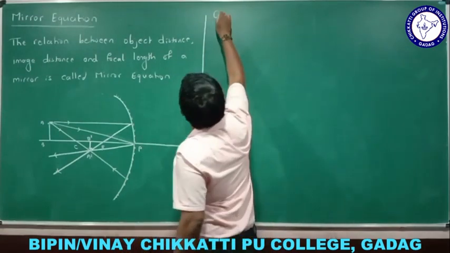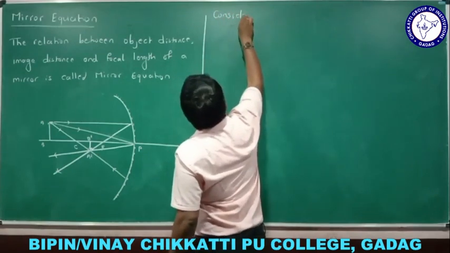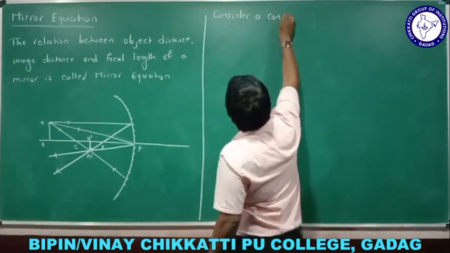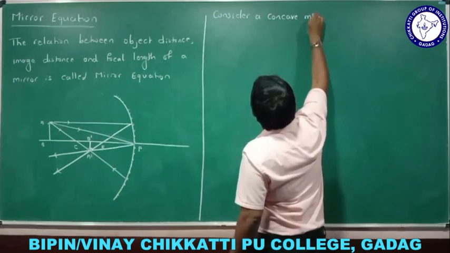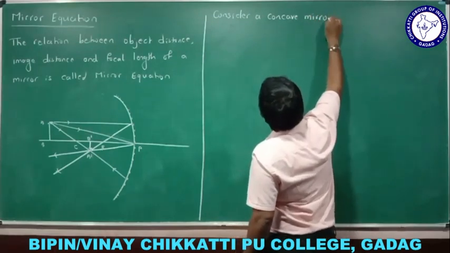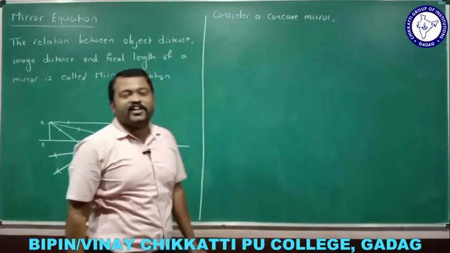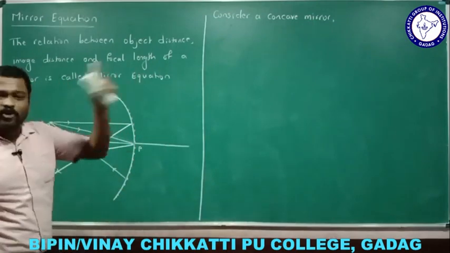Let me write: consider a concave mirror. Which mirror did I consider here? Concave mirror. Let me write which mirror I considered. Consider a concave mirror.